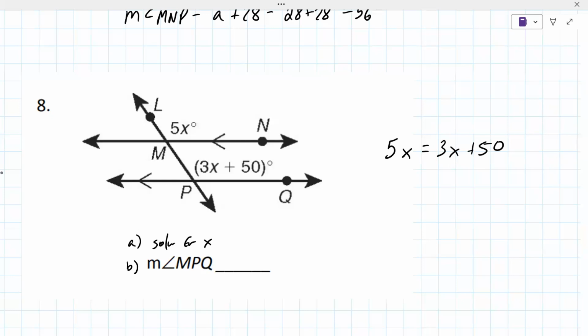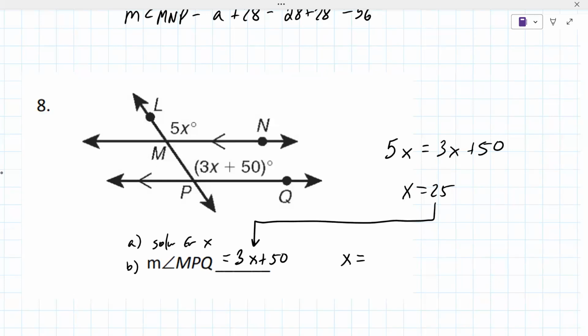X equals 25. X is 25. So that's part A. Now, the measure of angle MPQ is 3x plus 50. So you're going to take that x value and put it in for x, 3x plus 50, and go ahead and evaluate that, please. 125. So the angle is 125.